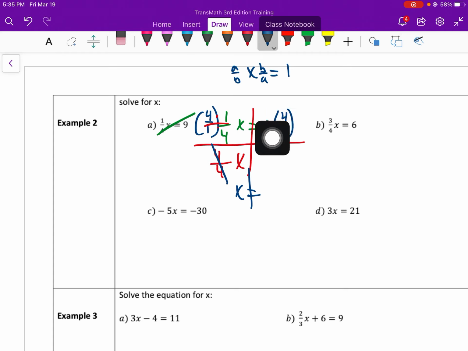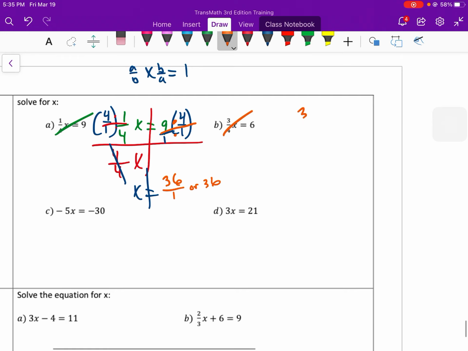Again, you multiply straight across. 9 is the same as 9/1. So now you can see more clearly, hopefully, that it's 9 times 4 over 1 times 1, which would just be 36/1, or just 36.